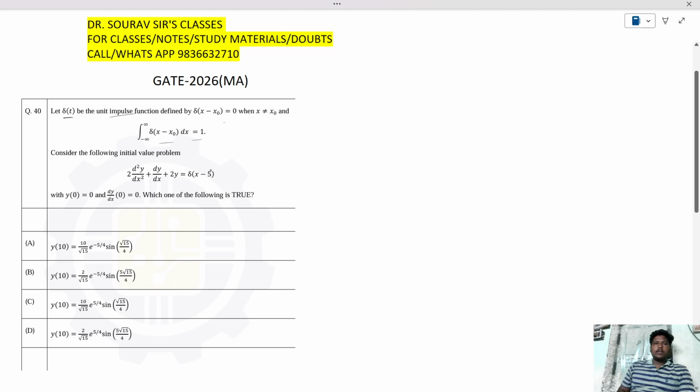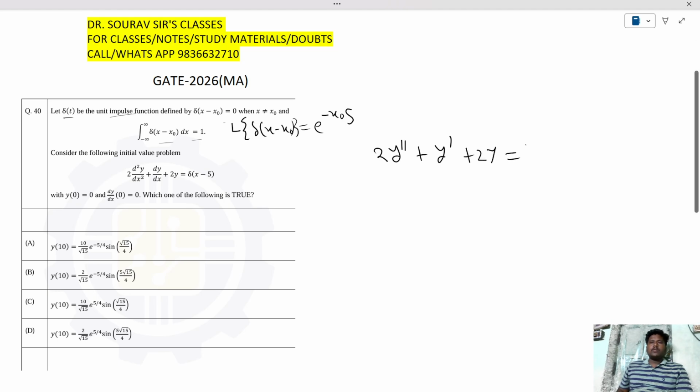Okay, so this is the definition. And we know that the Laplace transform of delta x minus x0 is nothing but e to the power minus x0 s. Sorry, this is not x0 t, this is x0 s. So, given differential equation is 2y double dash plus y dash plus 2y equals delta x minus 5.